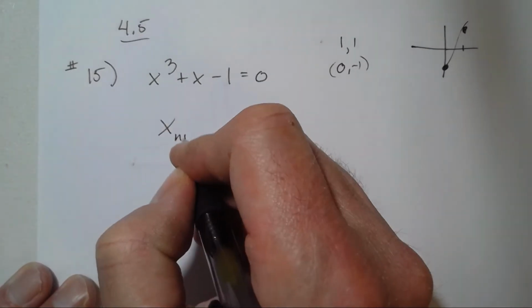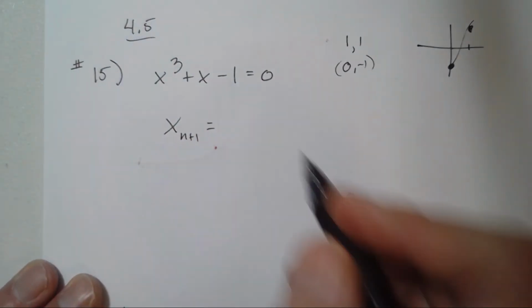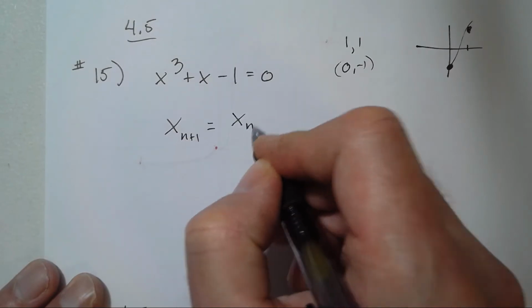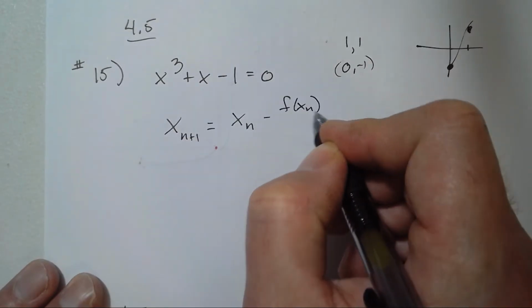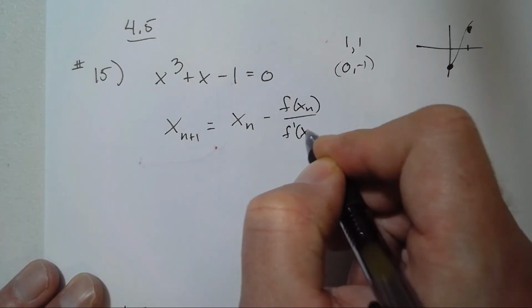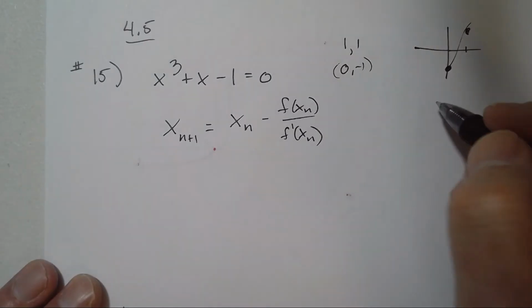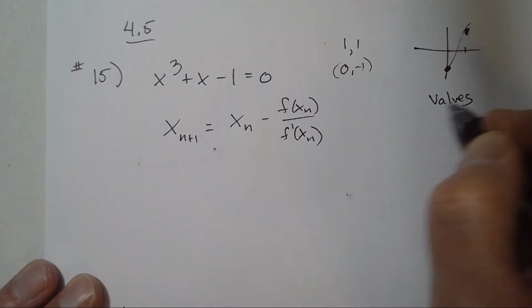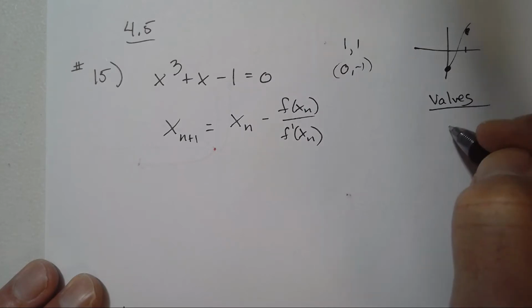Alright, so our Newton's method says that if we want to find the next x value, we take the current x value and subtract f of that x value divided by f prime of that x value. Alright, so here are my values. I'll list them up. My first one is, what did I say, 0.7.